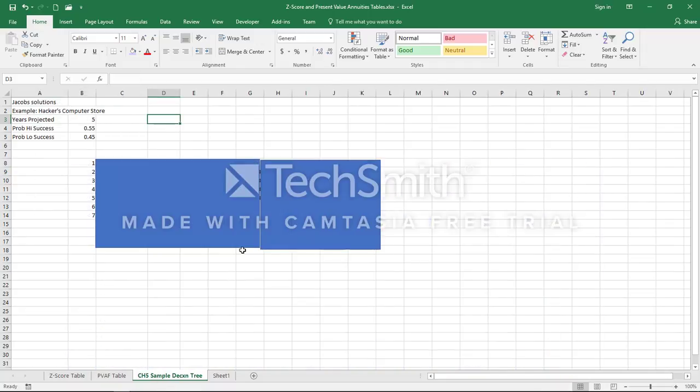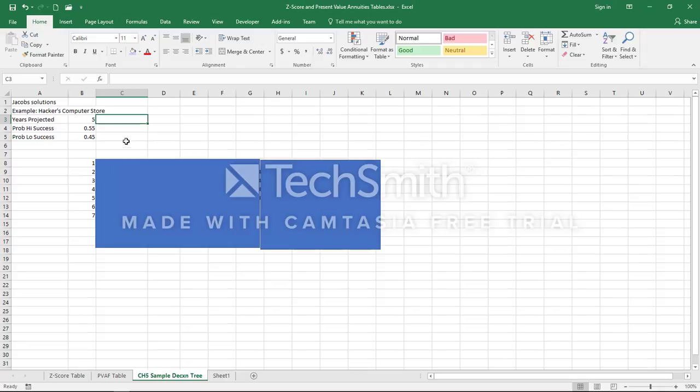Okay, so chapter 5 down here, the sample decision tree, the example that we have. We've been given 5 years for a forecast right here. Okay, so we want to look at this over 5 years. And the probability of success is 55%. There's only two outcomes, high success or low success. They're mutually exclusive, and they name all of the domain of probability here. So once they give you 55% as the high success, you can deduce that low success is 45%.